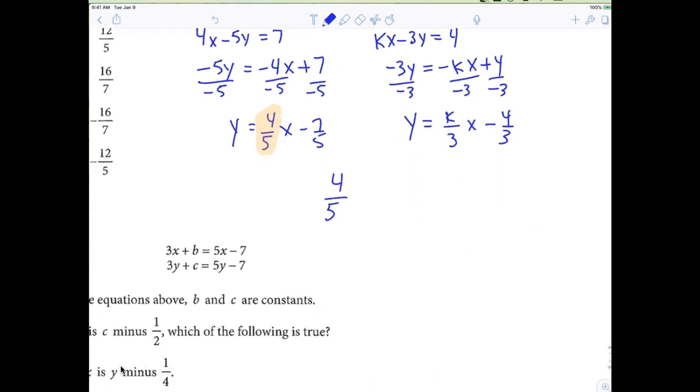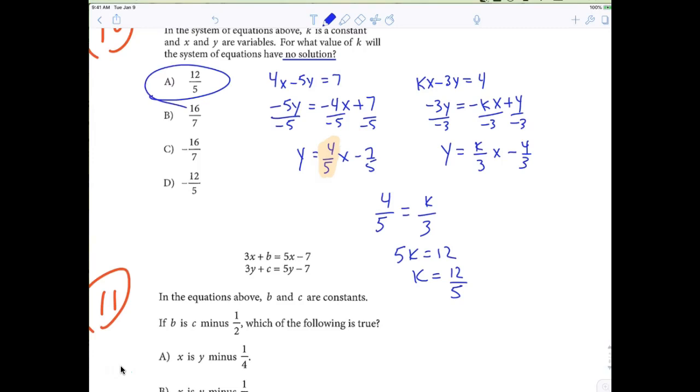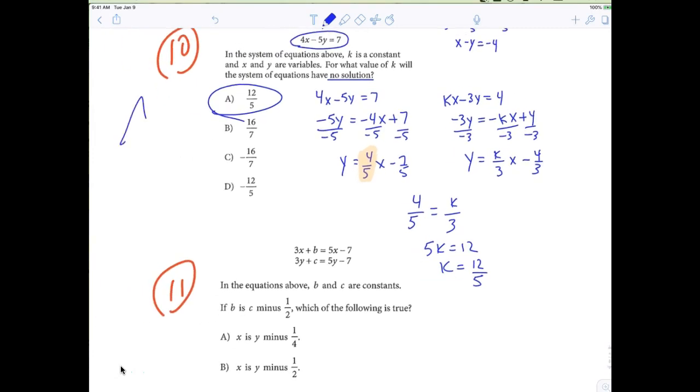4/5 has to equal k over 3. Agreed? And now we just cross multiply. 5k equals 12. k equals what? 12 over 5. Correct answer, A. Now again, that was very hard.